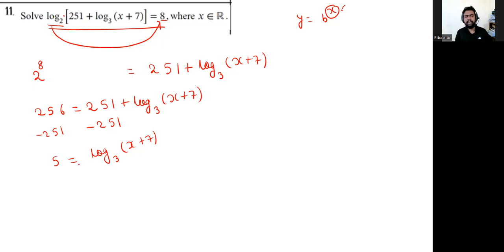Now let us again try to change into exponent using the same rule. What is my base? Base is 3. What is my input? This is my input. My input will become my output. And my output will become my input. That will become my exponent. This is how I'm going to write. So 3 exponent 5 is going to make 243 is equal to x plus 7.